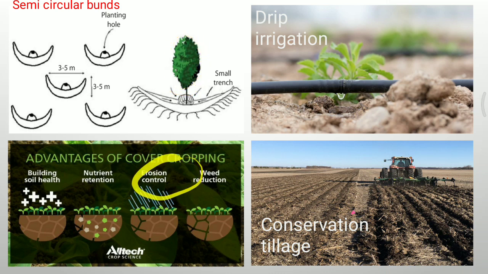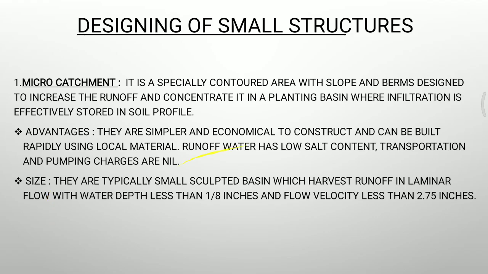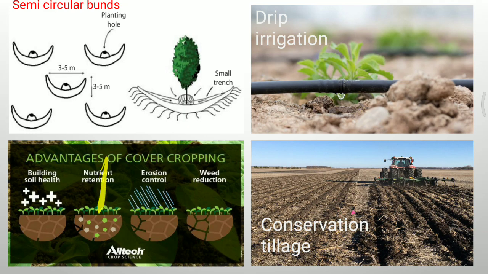Next one is cover cropping. Because of cover cropping, that is, we are planting crops after the harvesting of the main crop, the first benefit is building soil health. Second one is nutrient retention, so the nutrients will be retained as the plants take up all the nutrients. It will decrease soil erosion and also decrease the weeds.